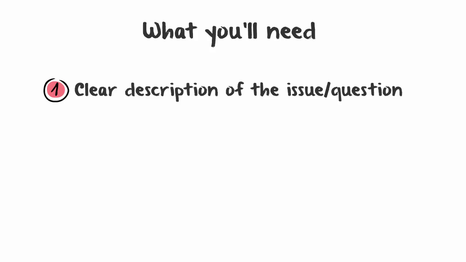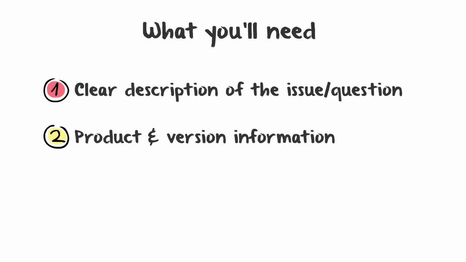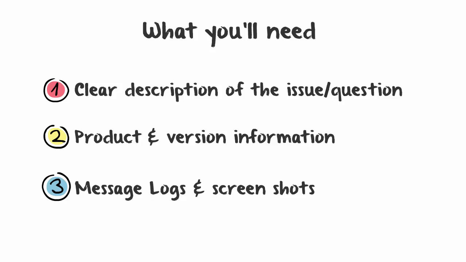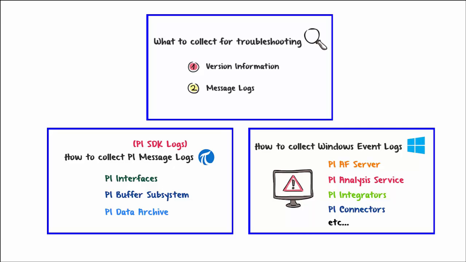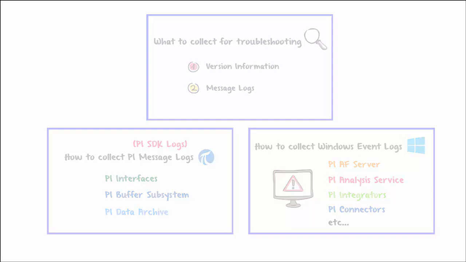Whenever asking for technical help, you should always be ready with the following: a clear description of your issue or question, your product and version information, for example, PyDataLink version 2014, and any supporting documentation such as message logs and screenshots. To learn how to collect message logs and version information, check out our other videos on those topics. I'm now going to walk through the different options for getting help.